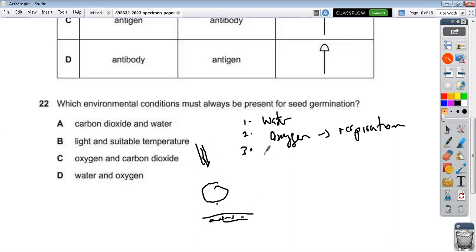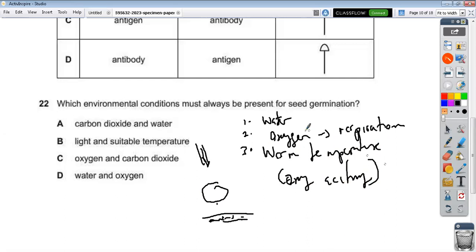What do we talk of? We talk of warm temperature, or suitable temperature altogether, for enzyme activity. Clear? So those are the three things. We don't talk of sunlight when talking of germination. So it means that is the best answer. Clear now?